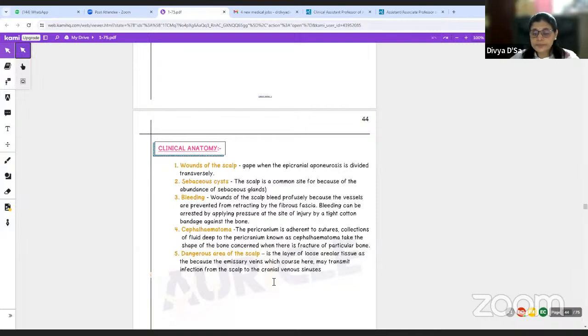Because of that, if there is any infection outside because of trauma in that layer, it can spread through these emissary veins into the cavernous venous sinuses. Not only the cavernous, it can spread to all the dural venous sinuses. So that is why the loose areolar tissue layer is known as the dangerous area of the scalp.